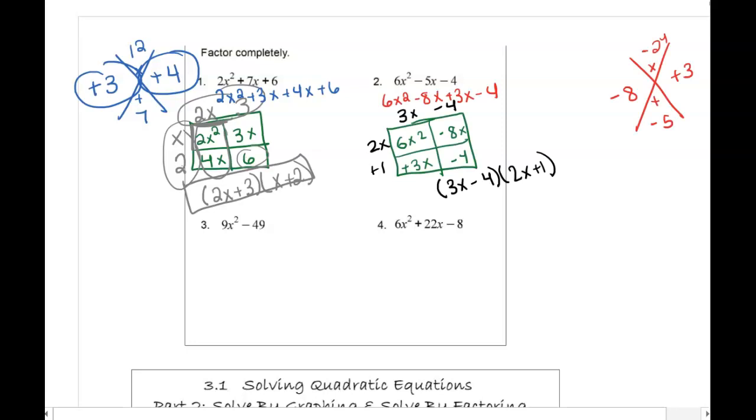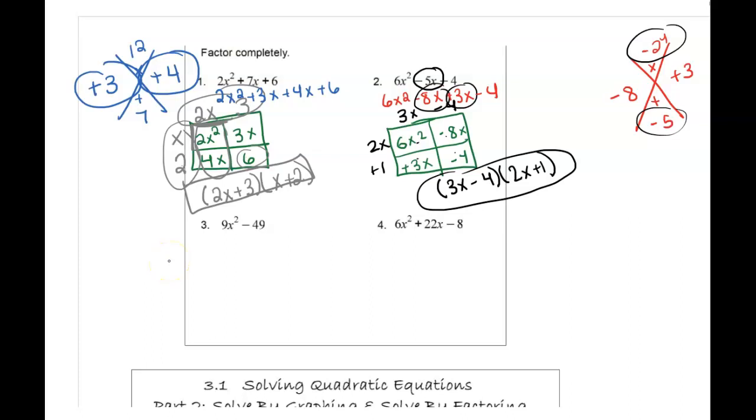All right, so let's go over this. Two numbers that multiply to a times c. A times c is negative 24. They add to b, and our b is negative 5. So those two numbers are negative 8 and positive 3. So when I change my negative 5x into negative 8x plus 3x, I get four terms, and I put them each in this box. Then when I factor out a GCF, I get 3x minus 4 and 2x plus 1. So this should have been your final answer.